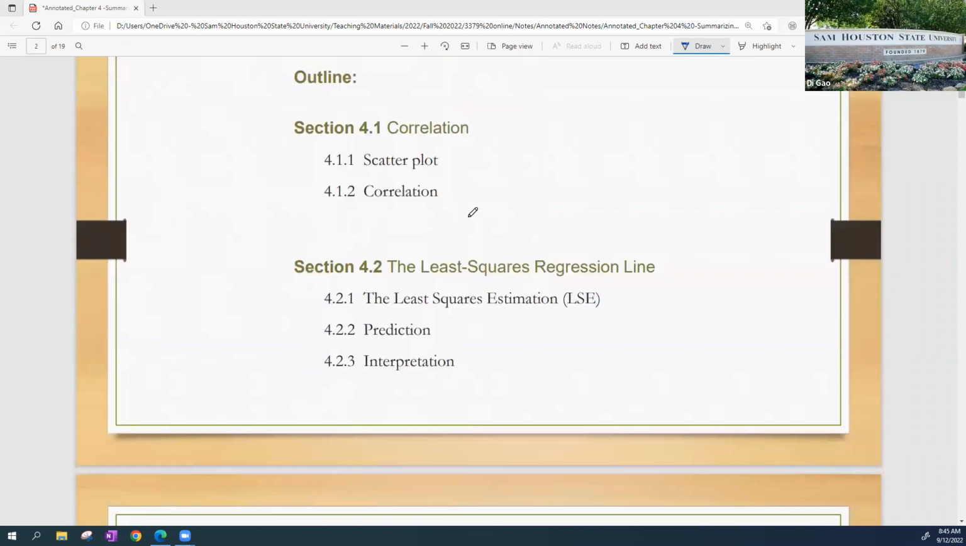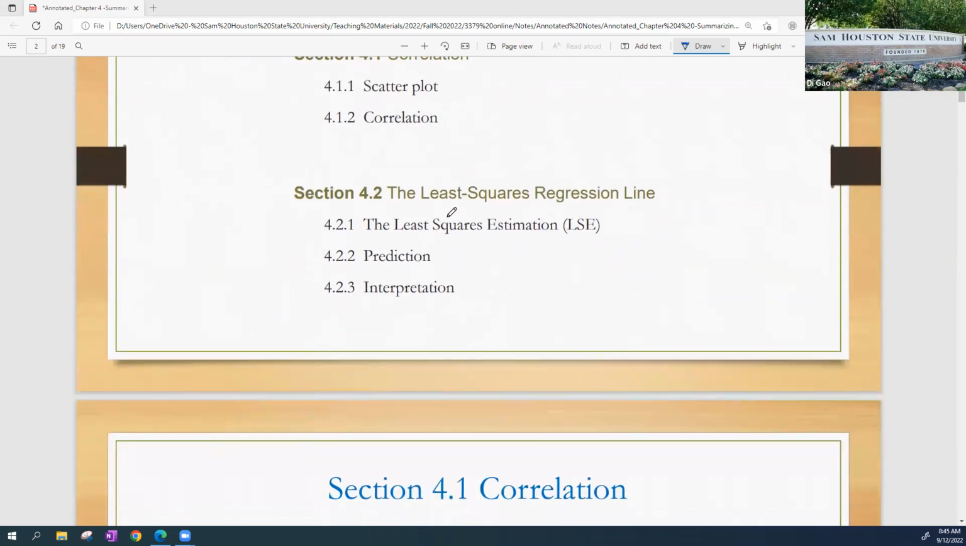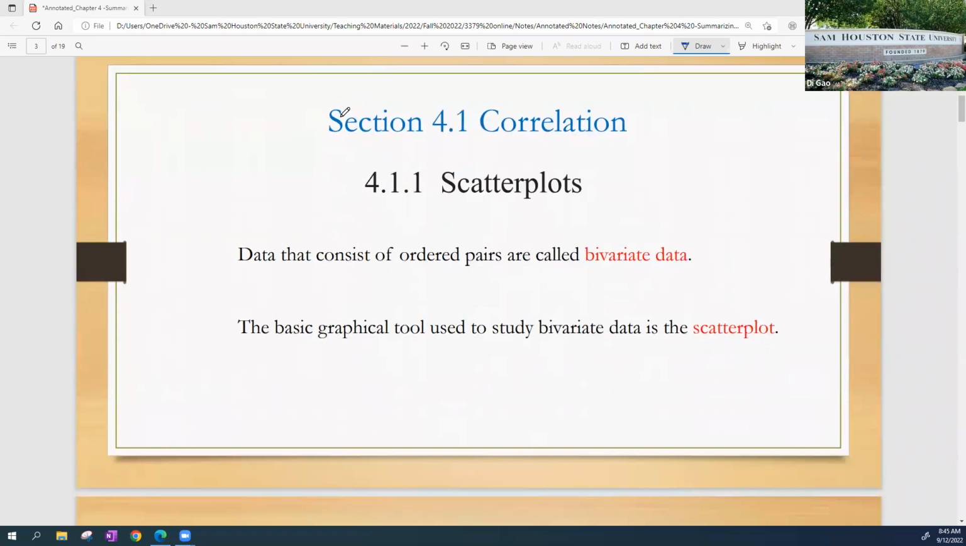For this chapter, we have two sections. Section 4.1, correlation. Section 4.2, the least squares regression line. For section 4.1, we have two topics, scatter plot and correlation. For section 4.2, three topics. We will talk about the least squares estimation, prediction, and interpretation. Let's now first start with section 4.1, correlation.